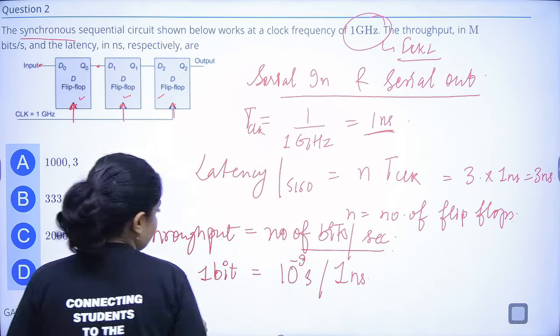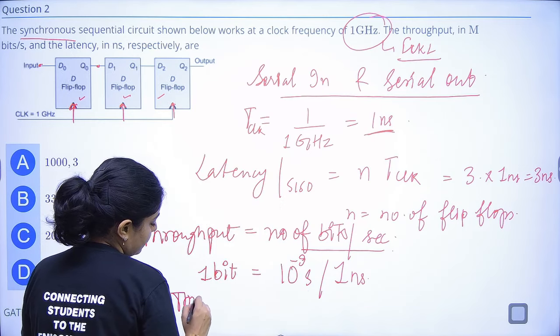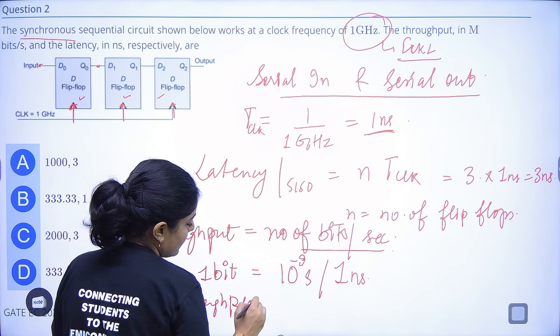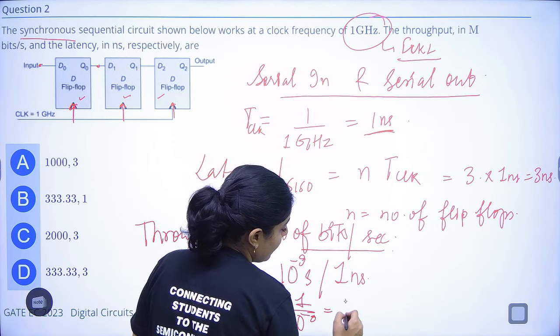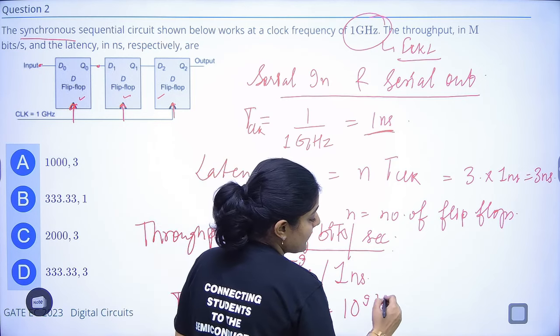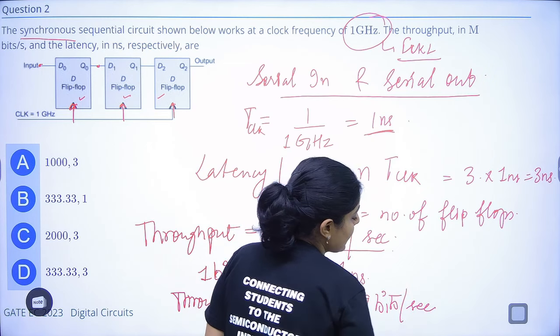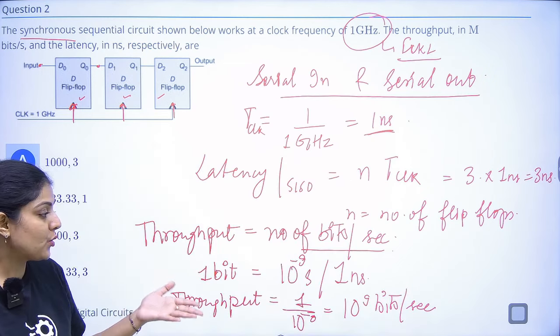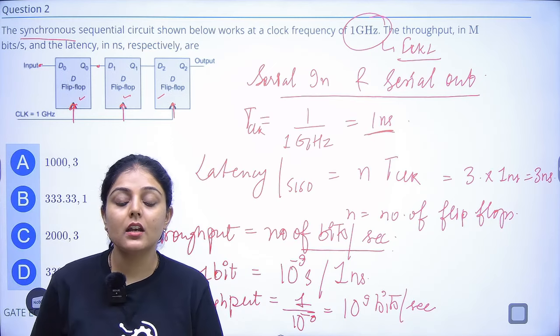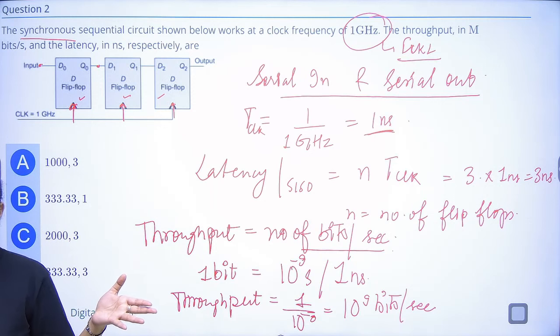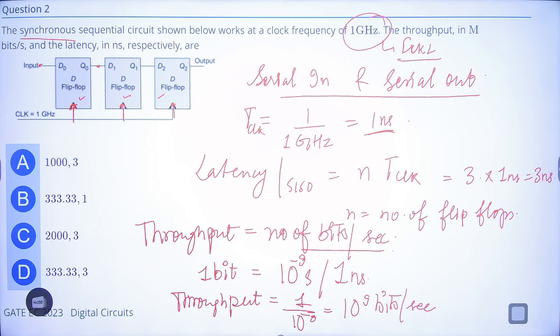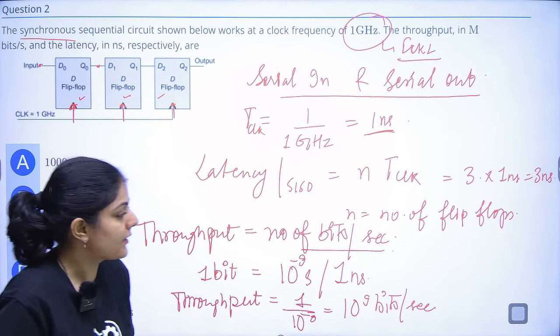So how many bits will the throughput be? Throughput will be 1 by 10 raised to power minus 9, which is equal to 10 raised to power 9 bits transmitted in 1 second. So that will be your throughput. This is how we calculate the throughput. So throughput is number of bits per second, and latency depends on the type of register we are talking about, right? Right. Moving on to the next question.